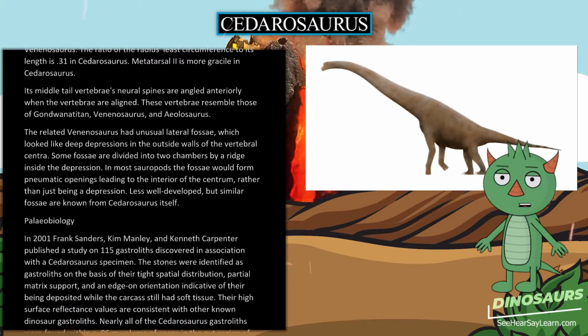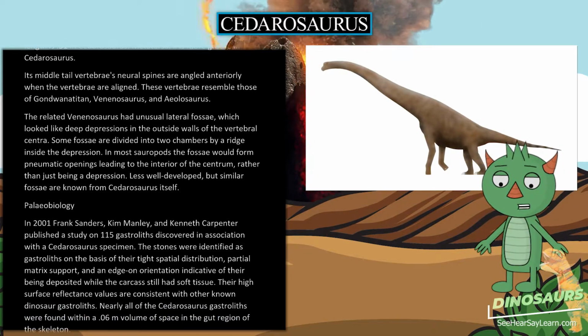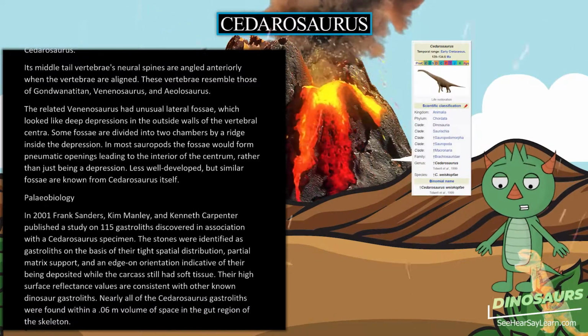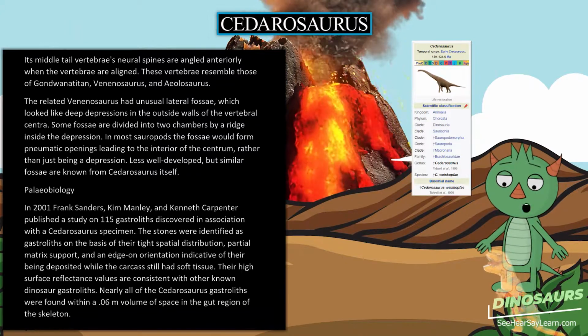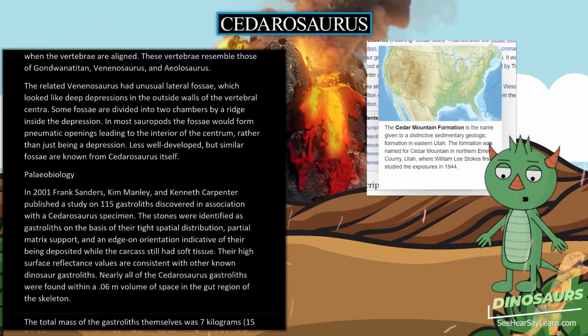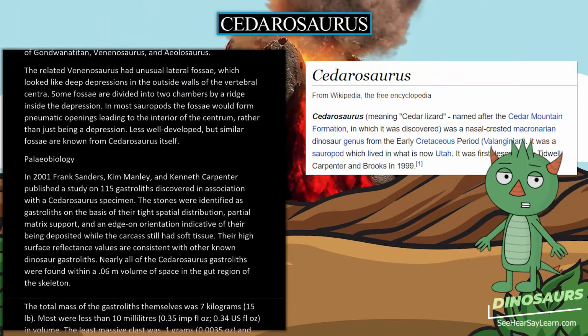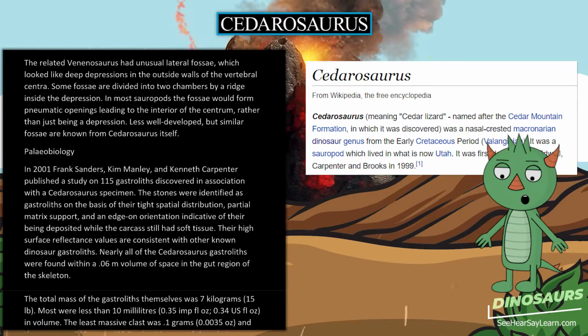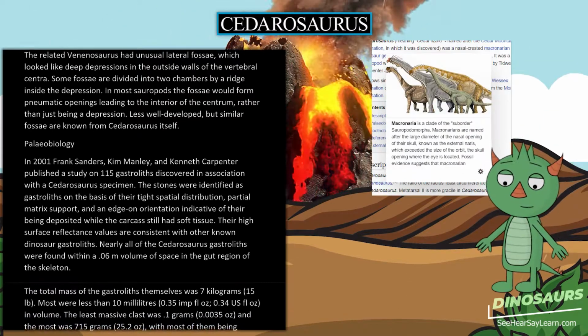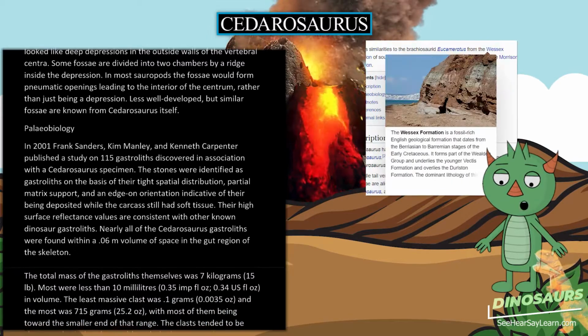Paleobiology. In 2001 Frank Sanders, Kim Manley, and Kenneth Carpenter published a study on 115 gastroliths discovered in association with a Cedarosaurus specimen. The stones were identified as gastroliths on the basis of their tight spatial distribution, partial matrix support, and an edge-on orientation indicative of their being deposited while the carcass still had soft tissue. Their high surface reflectance values are consistent with other known dinosaur gastroliths.